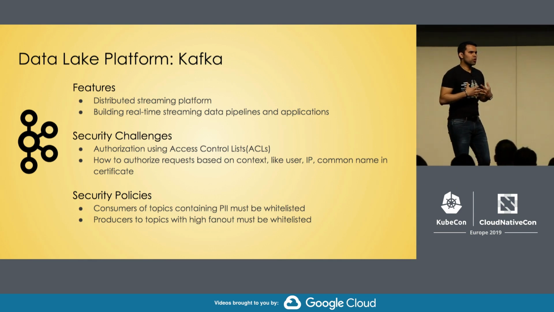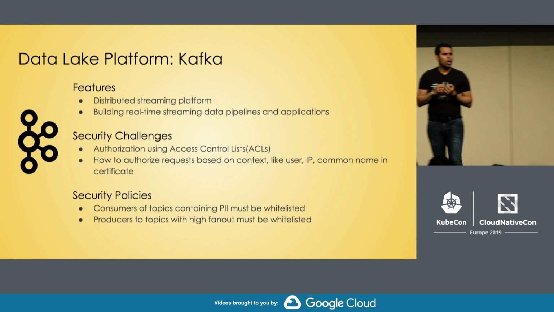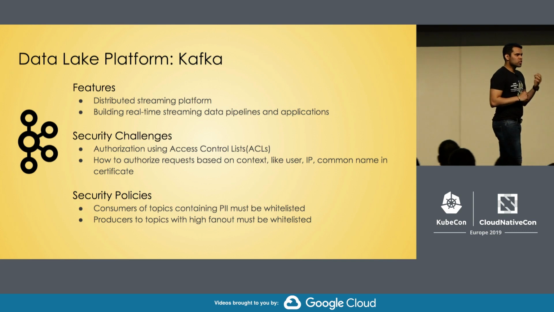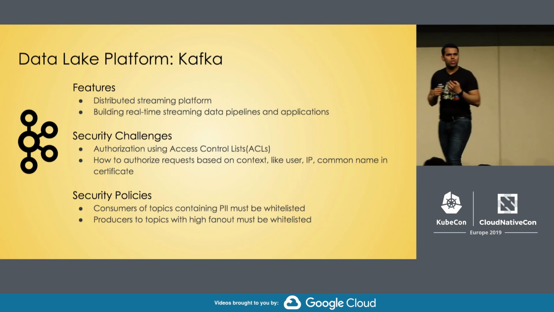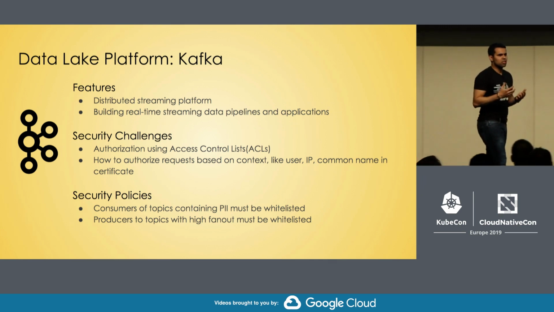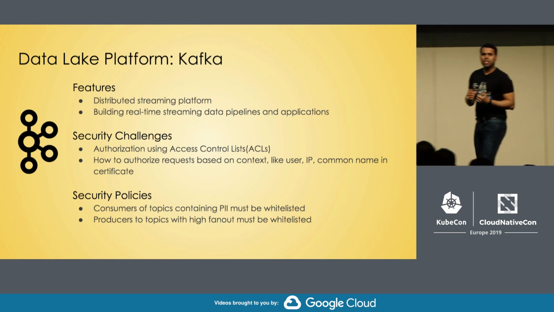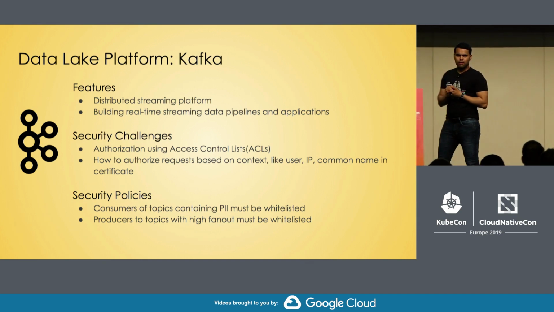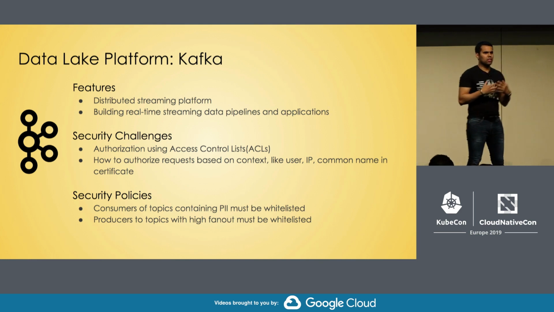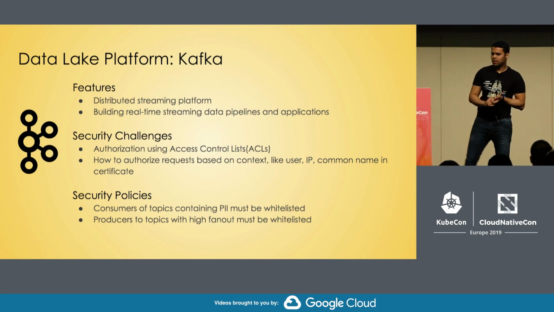And so imagine you want to enforce policies such as consumers should not be reading from topics which contain PII, or personally identifiable information. Or you want to restrict users from writing to topics which have high fan-out. If you try to enforce these kinds of policies using ACLs at scale, given their limited expressiveness, it's going to be a management nightmare. So the question is, how can you enforce such security policies in Kafka? And more importantly, who is going to do it?